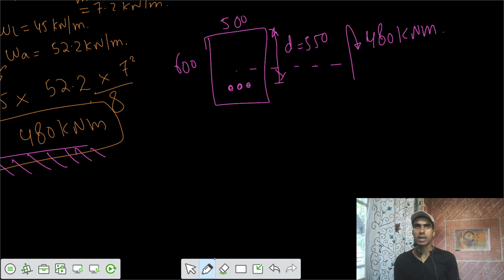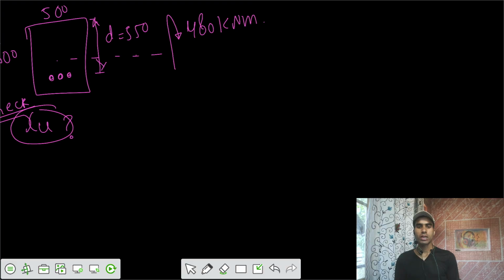I want to check now whether my section is under reinforced, balanced or over reinforced. I have to check the actual XU. Is it safe as an under reinforced section or is it not? We need to verify that. We need to cross verify that. Let's try to verify that.